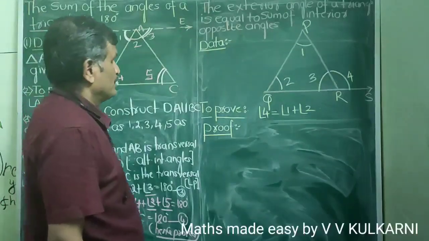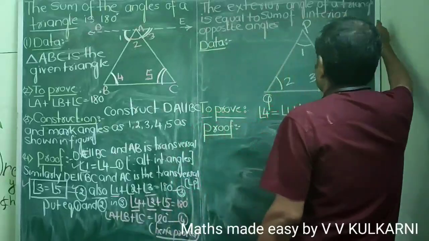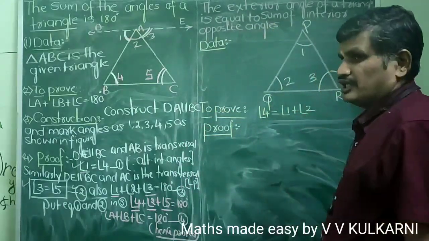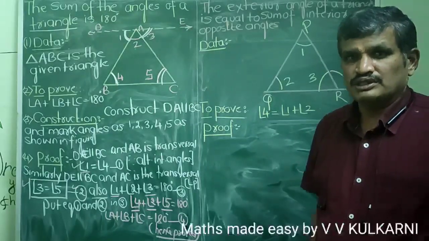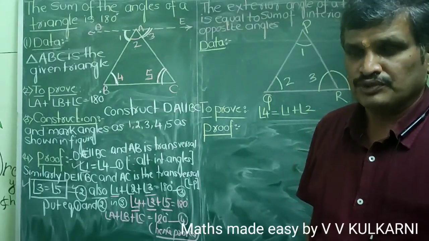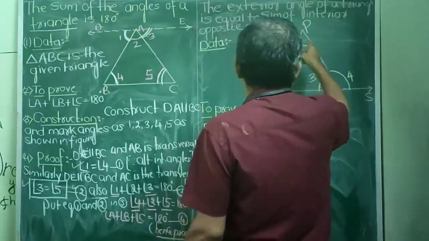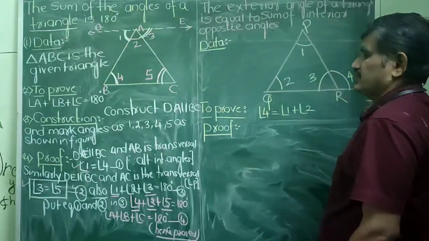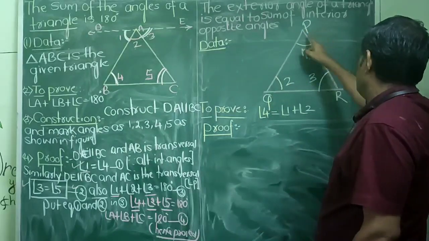Now the second theorem that I am proving here is: the exterior angle of a triangle is equal to the sum of the interior opposite angles. Now this theorem is not a new thing for you, it's already taught. But it was taught, it was not proved. Today in this video, we are going to prove it. So what I'll write is, given PQR is a triangle and PRS is the exterior angle.